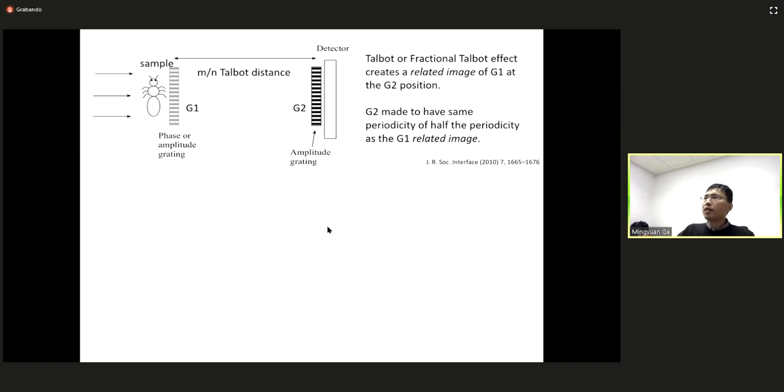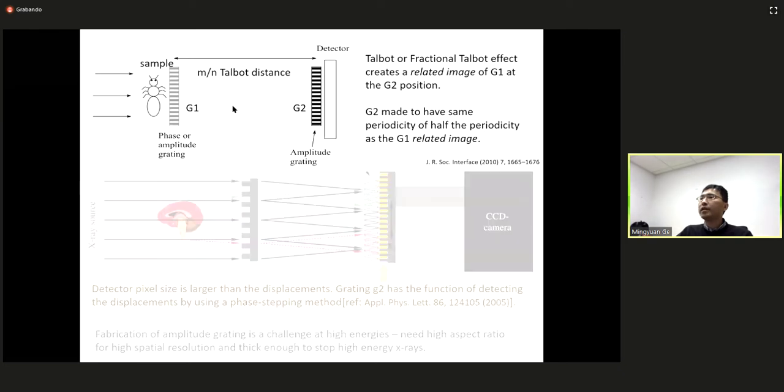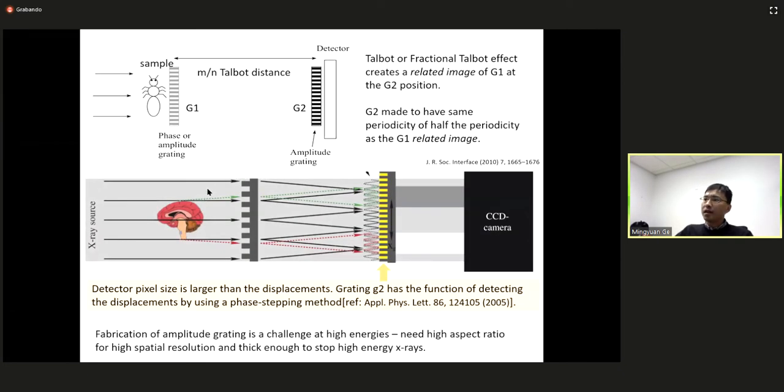We can use this technique. What we do is that if we have a sample and put a grating, this sample will have a replica of itself afterwards, a replica of the waveform after G1, the grating. And we use another grating, G2, to reanalyze the waveform signals and form the image on the detector. G2 usually has the same periodicity or even half the periodicity of G1.